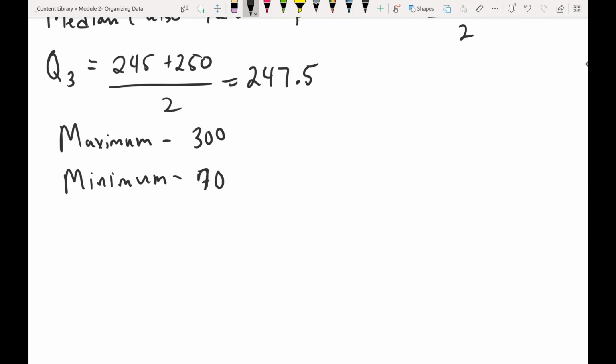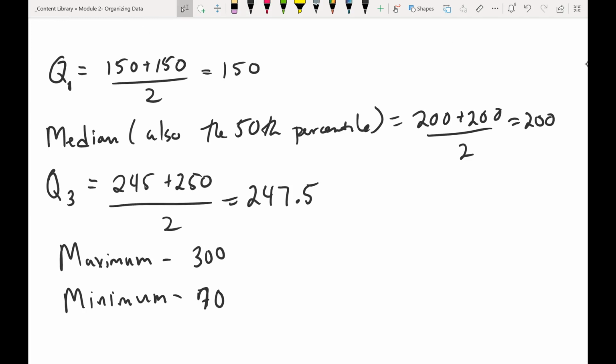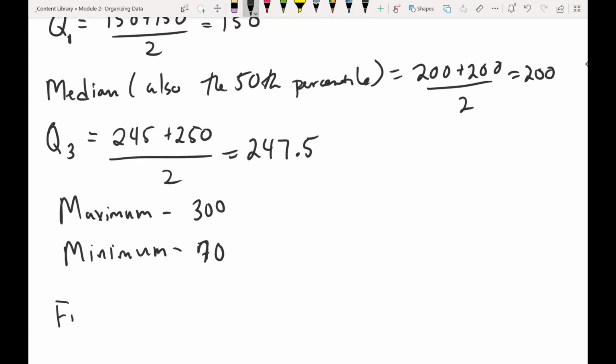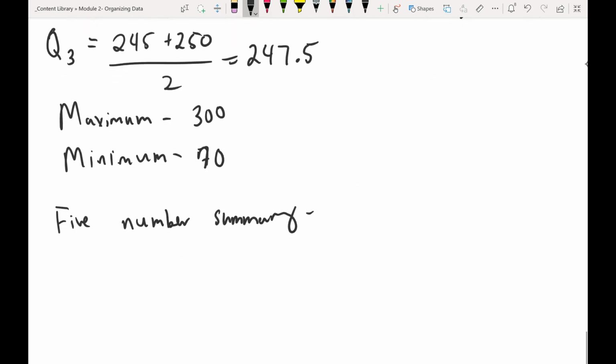What we've generated right here is something called the 5-number summary. What is the 5-number summary? It's these 5 values. We write it in this order: minimum, Q1, median, Q3, and the maximum.